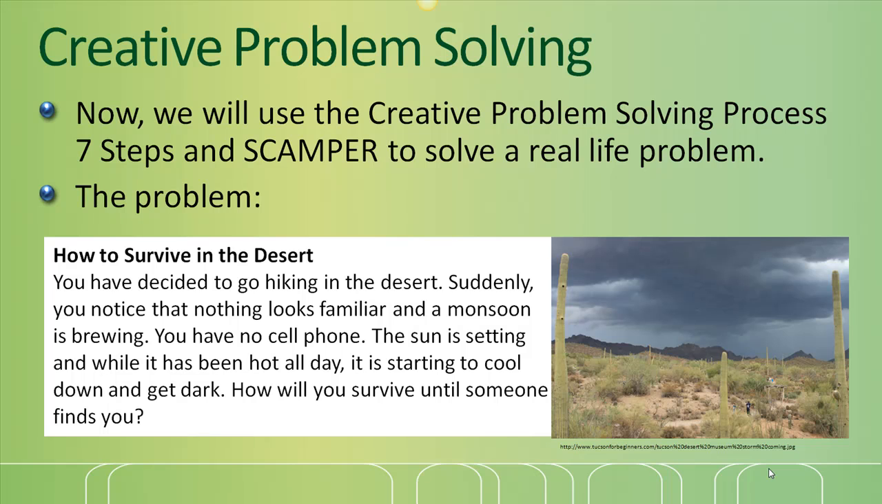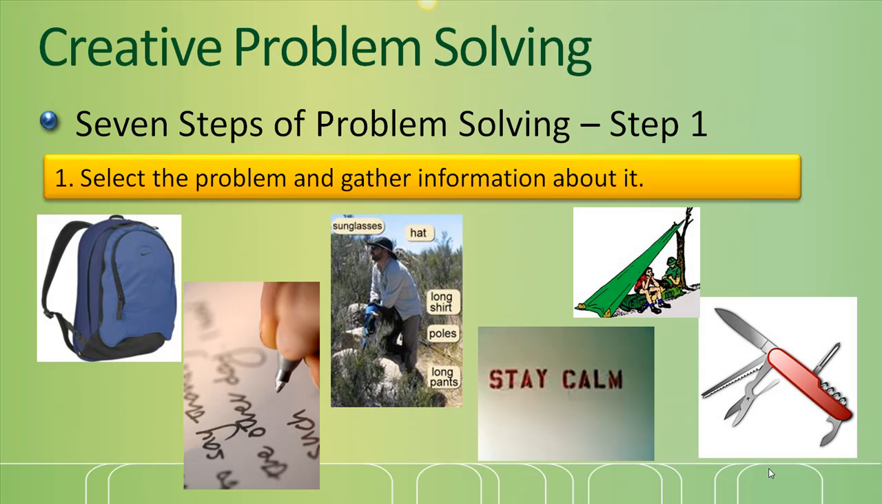Now we are going to switch gears and we're going to use creative problem solving and Scamper to solve a real-life problem. The problem is how to survive in the desert. You have decided to go hiking in the desert. Suddenly you notice that nothing looks familiar and a monsoon storm is brewing. You have no cell phone, the sun is setting, and while it has been hot all day, it is starting to cool down and get dark. How will you survive until someone finds you?